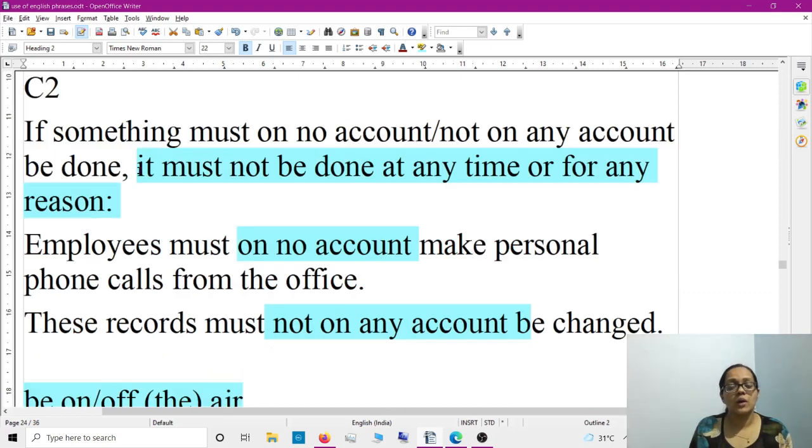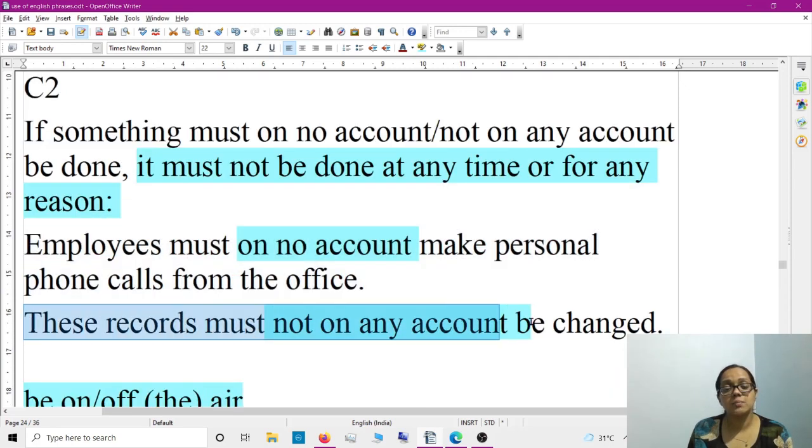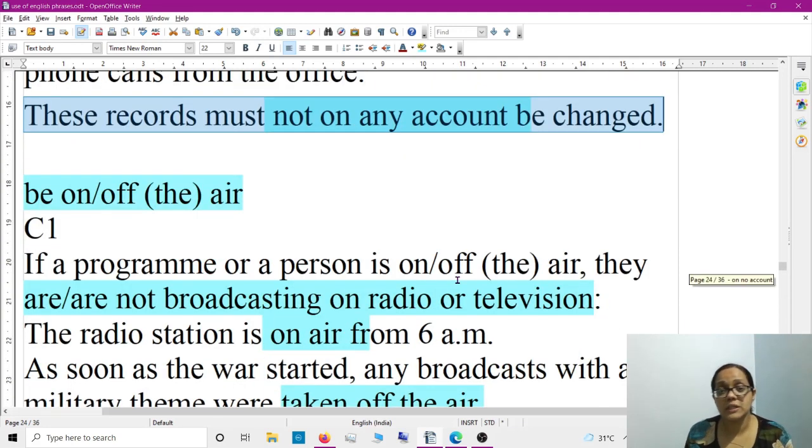On no account means it must not be done at any time or for any reason. Employees must on no account make personal phone calls from the office. These records must not on any account be changed.